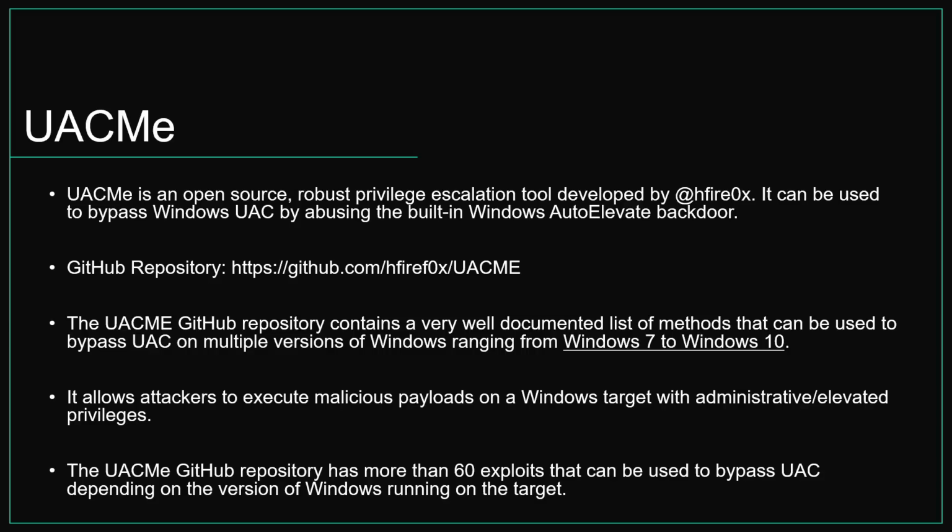So it can allow attackers to execute malicious payloads or arbitrary commands on a Windows target with administrative or elevated privileges. So for example, and this is what we'll be doing during the practical demonstration, we can generate a Meterpreter payload and utilize UACMe to execute that Meterpreter payload with elevated privileges, consequently providing us with an elevated Meterpreter session, or a Meterpreter session with NT AUTHORITY\SYSTEM privileges. Now, the UACMe GitHub repository has more than 60 exploits or techniques that can be used to bypass UAC depending on the version of Windows running on the target.